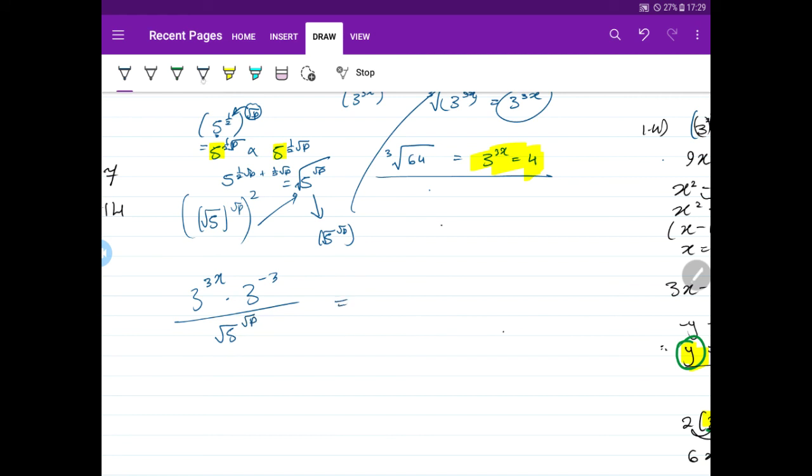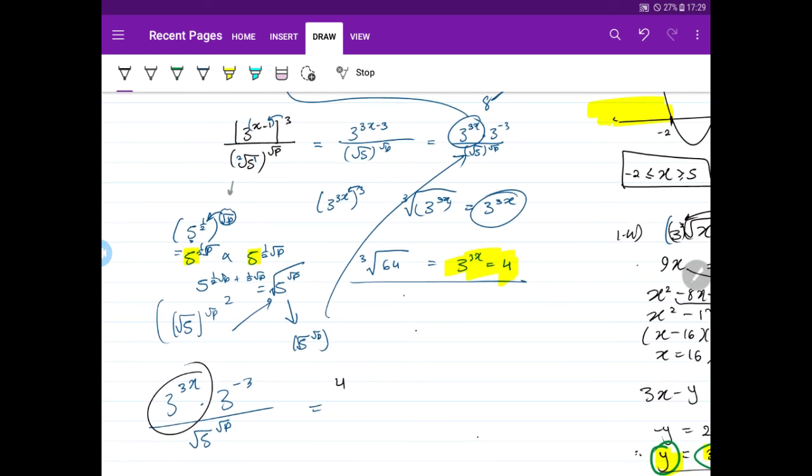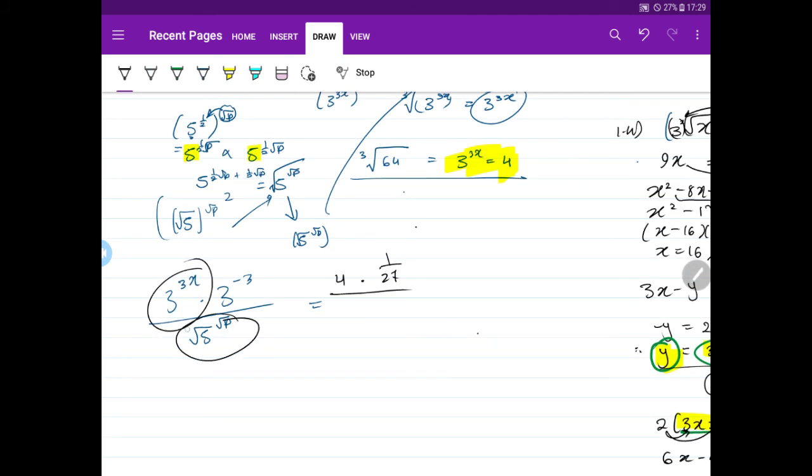And we said we know this value here. We found it. How did we find it? Because we did some investigation, and we found that this was actually equal to 4. We took its square root, or cube root, and found it's equal to 4 times 1 over 3 to the power 3, which is 1 over 27. Just simplifying things to make it easy for me. And this root 5 to the root p we found to be 8.